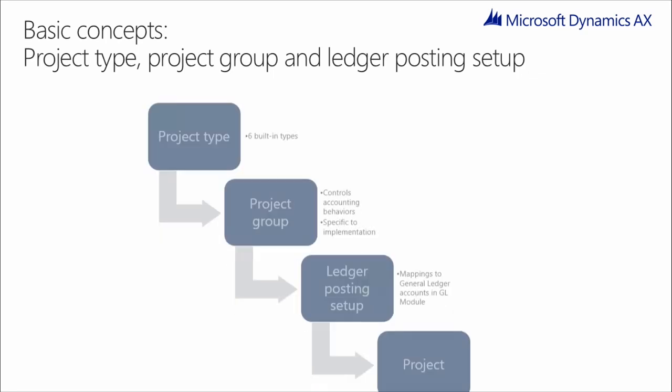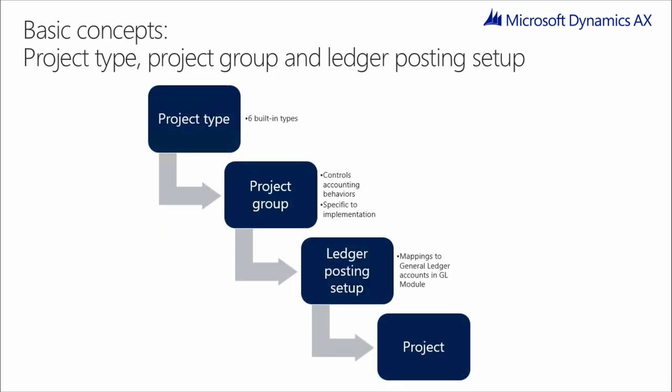Project types are a fundamental building block of project accounting within the project accounting module. There are 6 built-in project types within the module. Project groups are created specific to your implementation, and their accounting behaviors derive from their associated built-in project type.